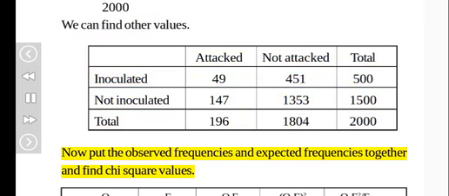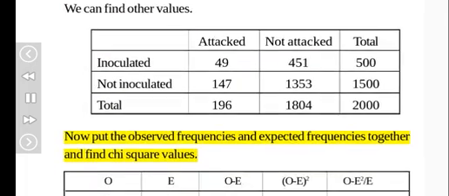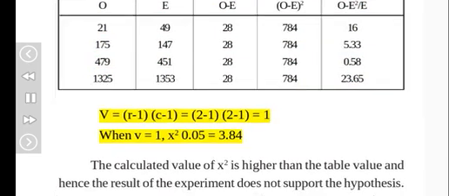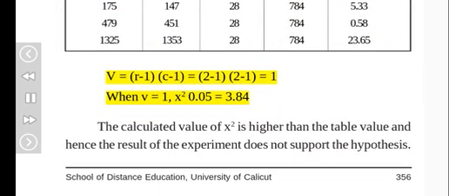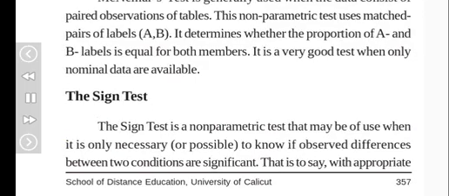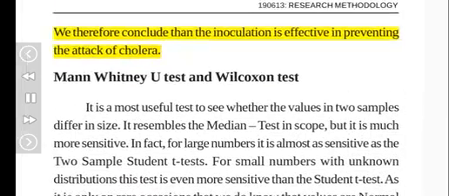Now put the observed frequencies and expected frequencies together and find chi-square values. Degrees of freedom equals (R-1)(C-1) equals (2-1)(2-1) equals 1. When d.f. equals 1, X² at 0.05 equals 3.84. The calculated value of X² is higher than the table value and hence the result of the experiment does not support the hypothesis. We therefore conclude that the inoculation is effective in preventing the attack of cholera.